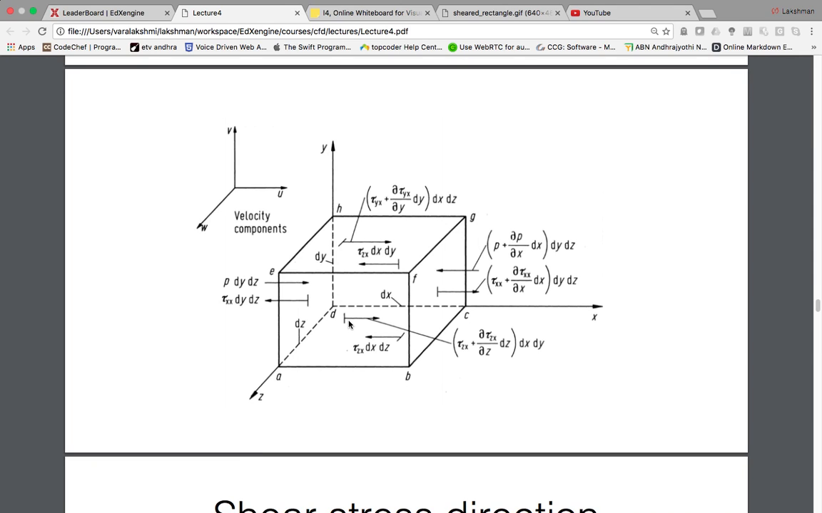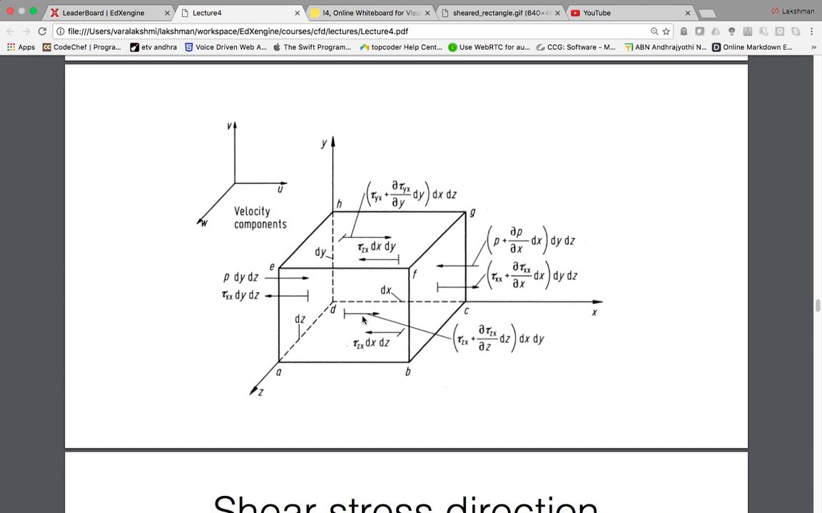Did you guys take a look at this figure? Okay, if not, that's fine. So could you guys see this figure clearly? Yes. Okay. Sir.